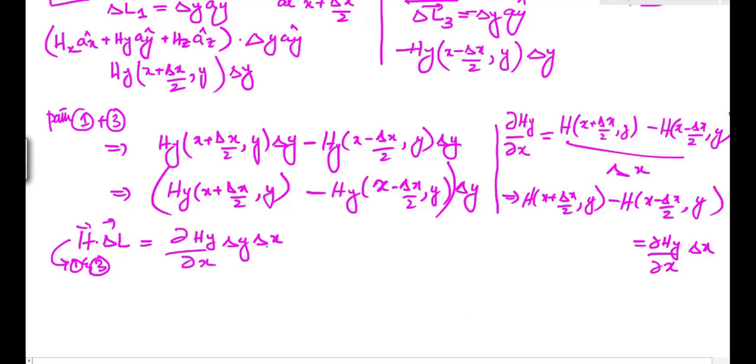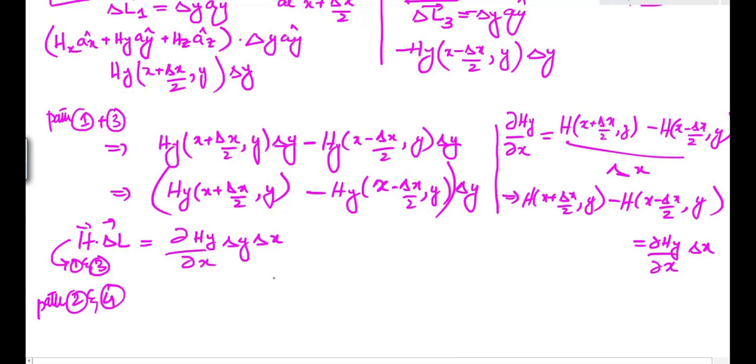Remember, what is this delta y and delta x? We will explain this later on also. This delta y and delta x is basically the area of the path. One side is delta x, the other side is delta y. So delta x into delta y of this rectangular path gives you the area of that path. Now similarly, we can perform this for path 2 and path 4.